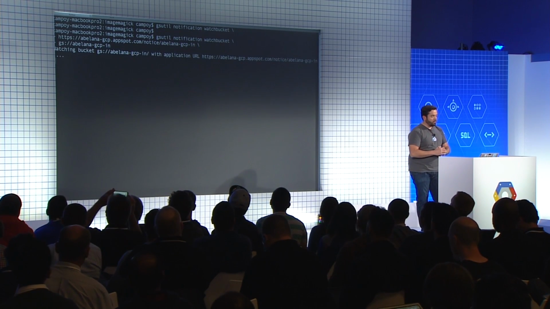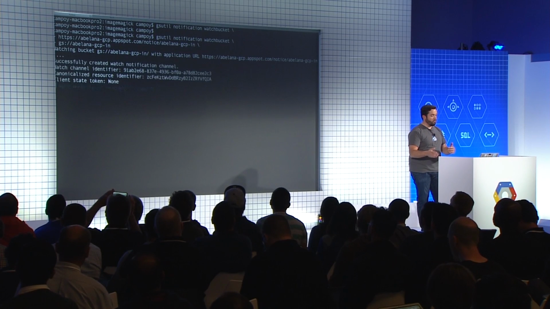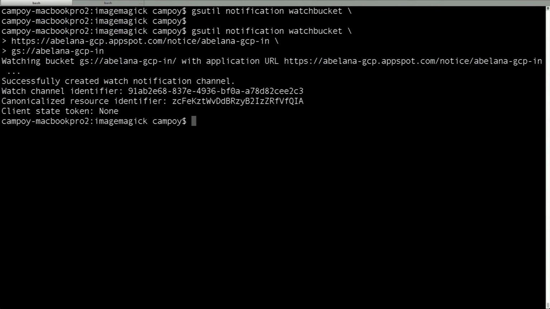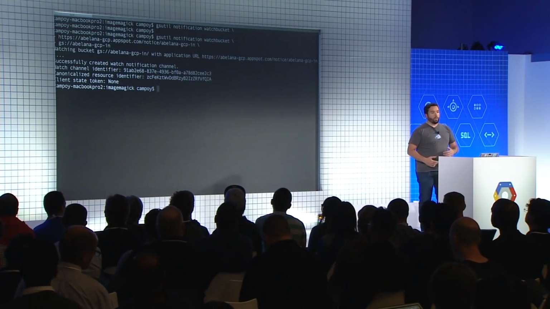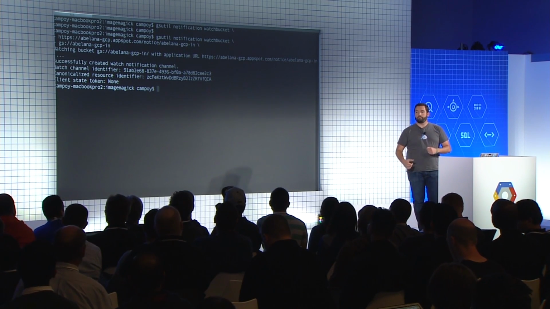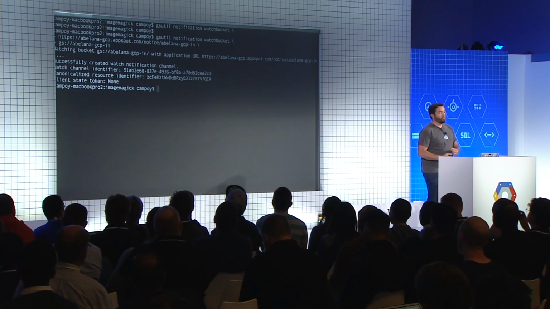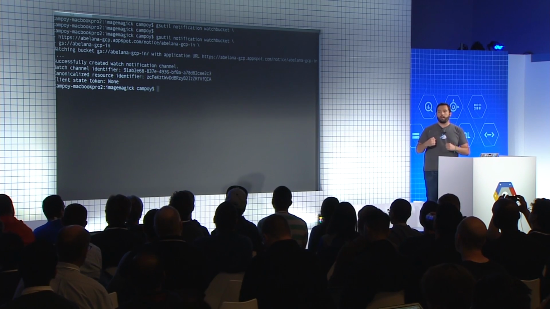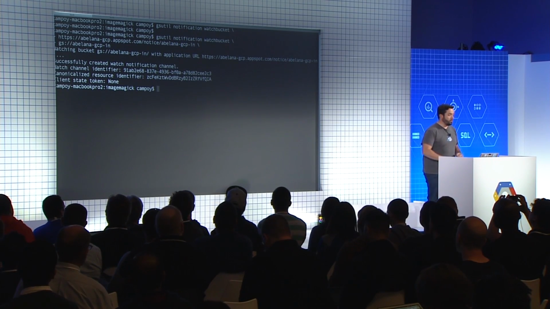Now I run this, and if everything goes OK, there you go. So now we have a notification channel that has been created. So every single time that there's a new file uploaded to that bucket, we'll receive a notification in that URL. Now, what's in that URL? Well, so far, nothing. So let's do that now. Let's deploy an app that will handle those notifications.